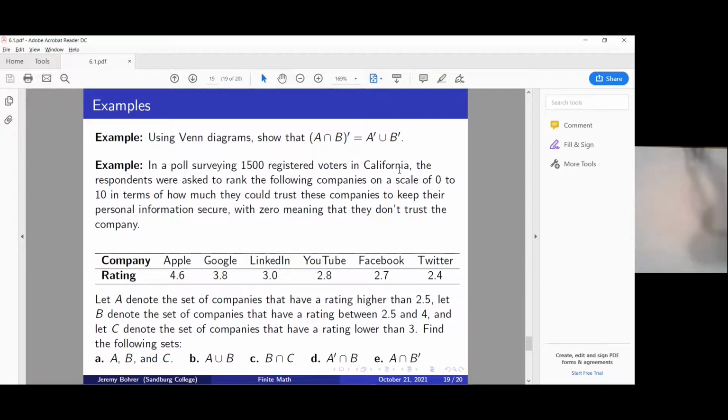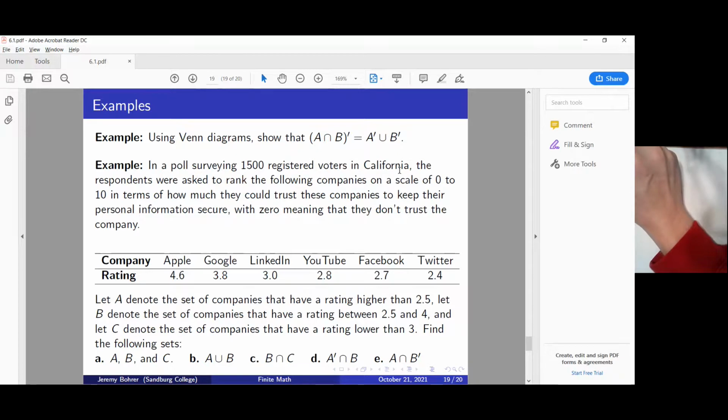Let A denote the set of companies that have a higher rating than 2.5, and B denote the set of companies that have a rating between 2.5 and 4, and let C denote the set of companies that have a rating lower than 3. Find the following sets. So the first thing I'm going to do is figure out exactly which companies are in these sets.